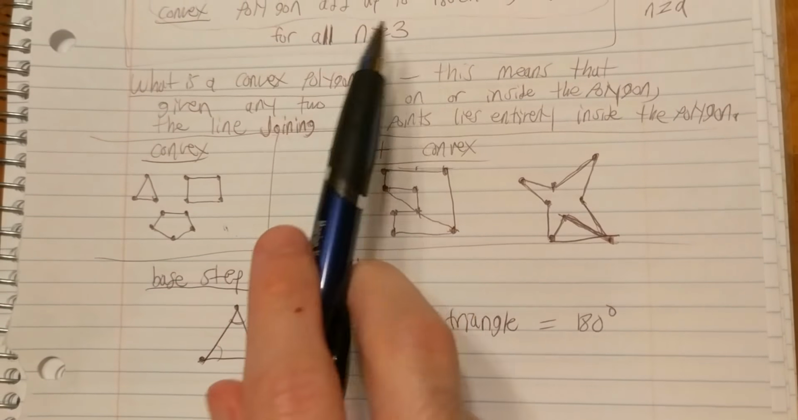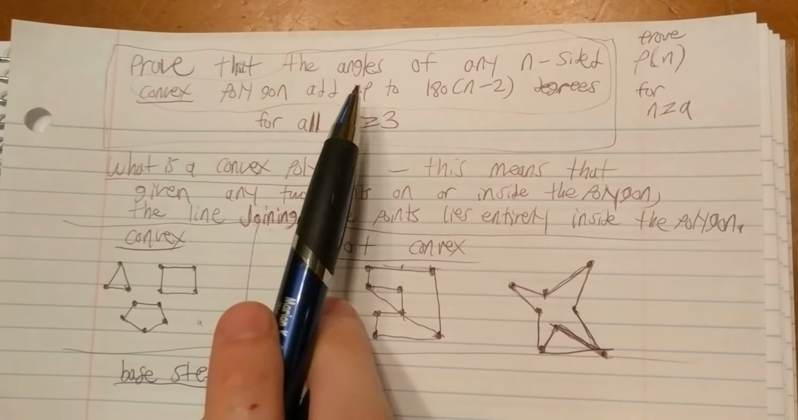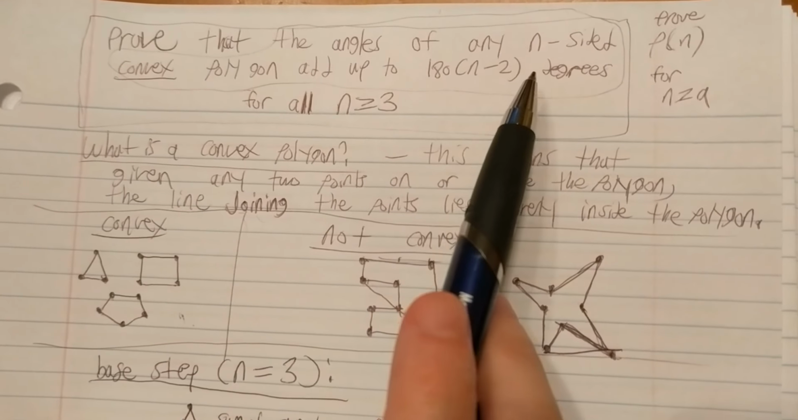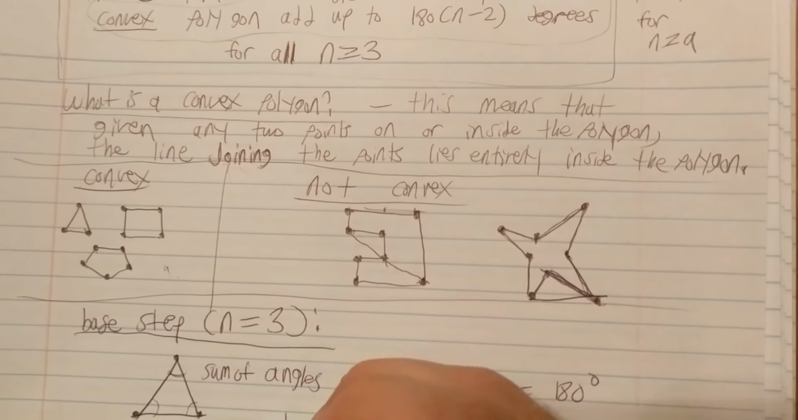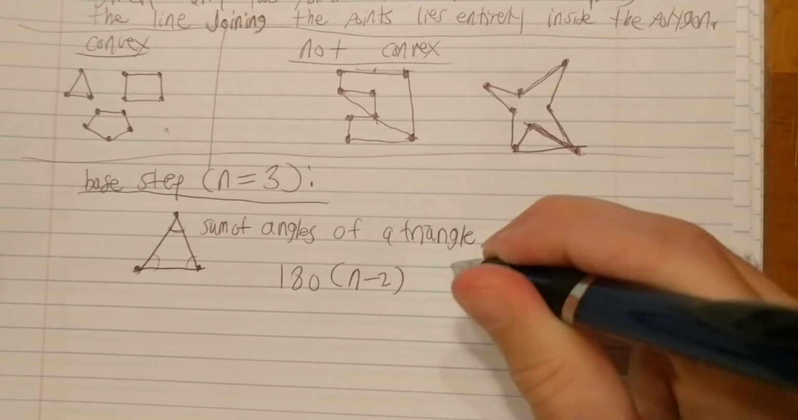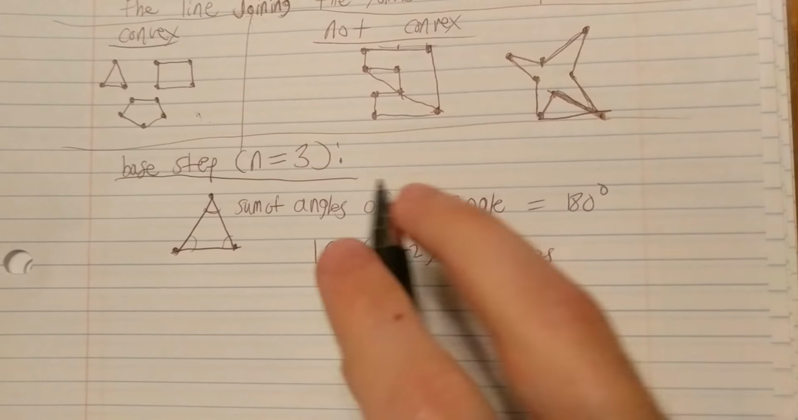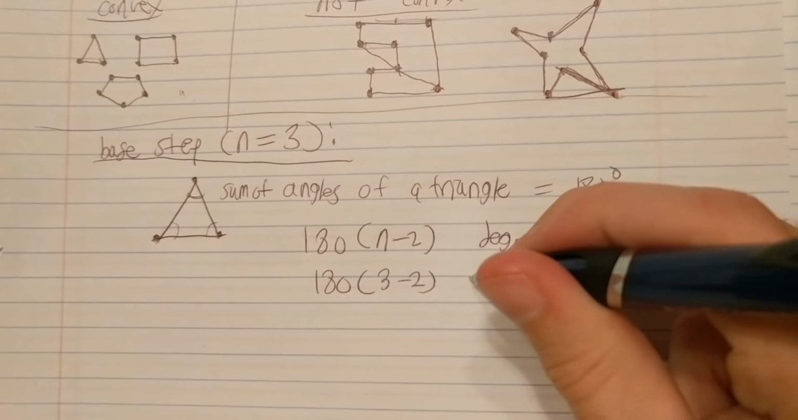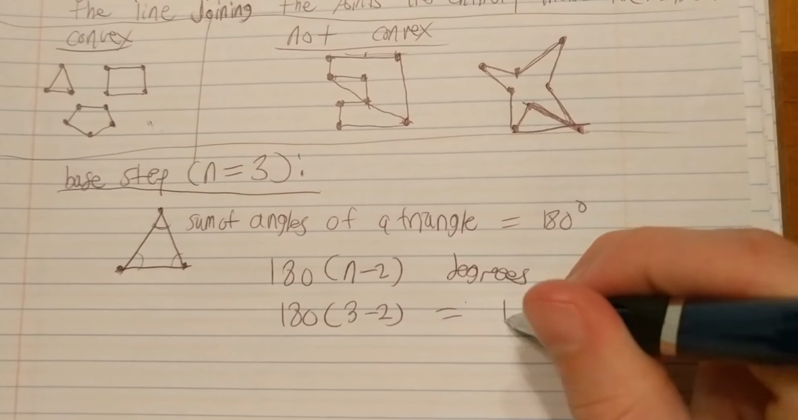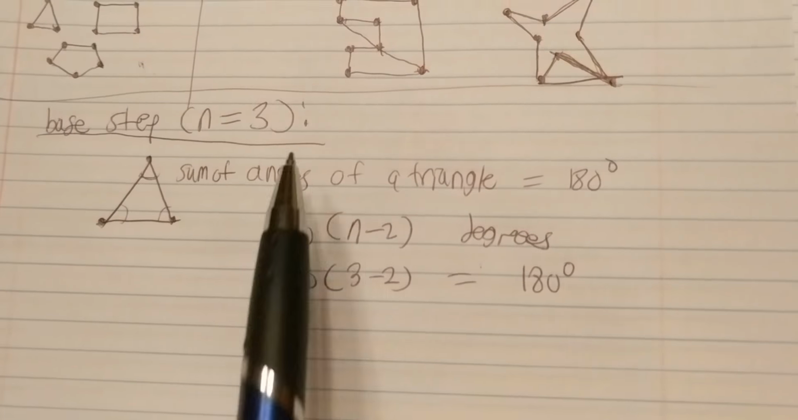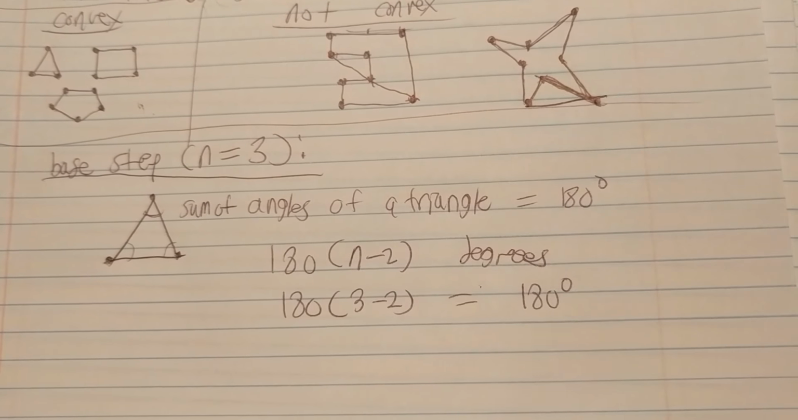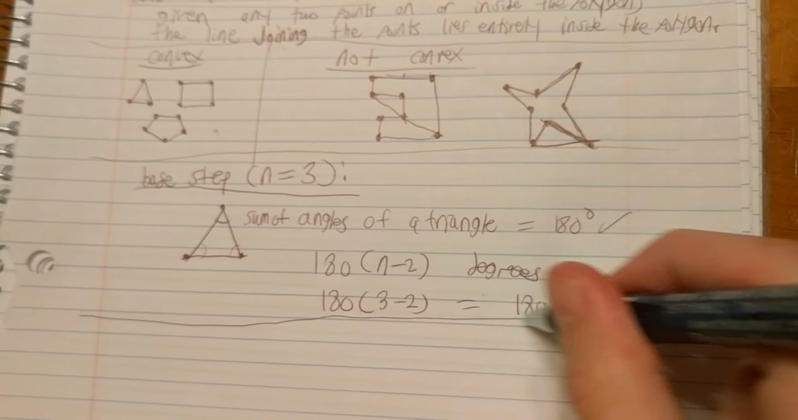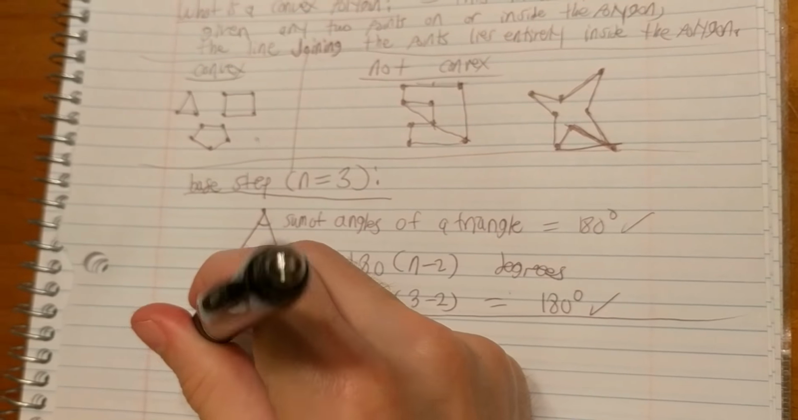So we want to prove that when n equals 3, the angles of any 3-sided convex polygon add up to 180 times n minus 2 degrees. When n equals 3, 180 times n minus 2 degrees is 180 times 3 minus 2 degrees, which is equal to 180 times 1, which is equal to 180 degrees. So as expected, this holds because the sum of the angles of a triangle is 180 degrees. And we proved the base case. So now we have to prove the inductive step.